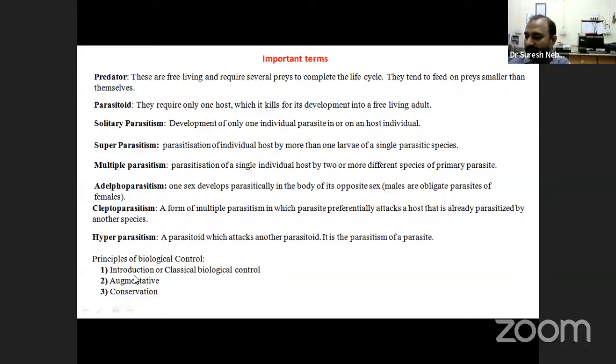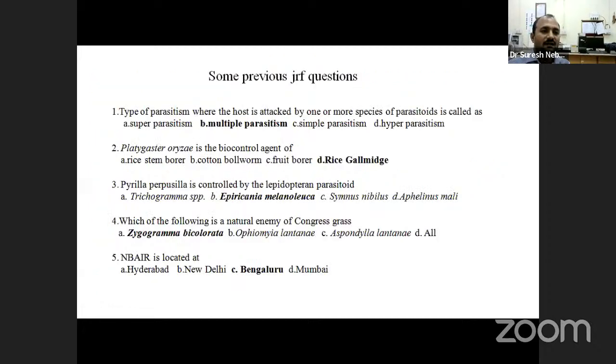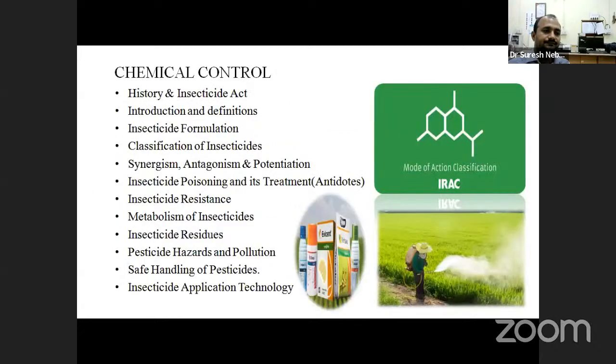These principles of biological control you might be studying in your classes: classical biological control, augmentation, and conservation. First understand the concept of these three, and the important examples which have taken place in India and abroad, meaning the important phenomena which have happened in entomological history. You should be aware of that. Some questions I have given here, you can go through.